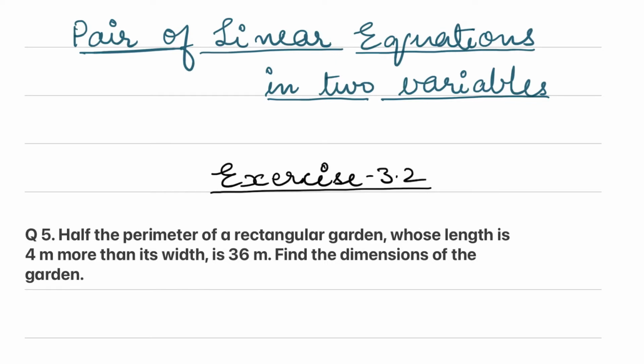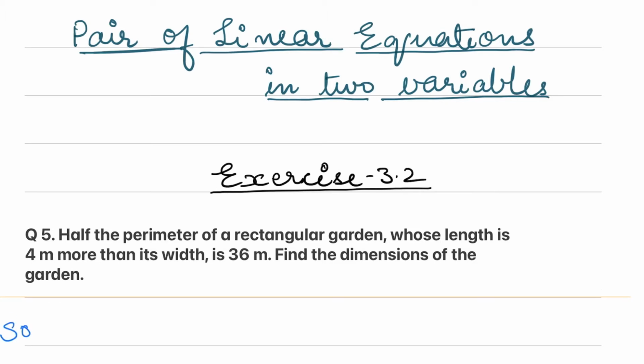It says half the perimeter of a rectangular garden whose length is 4 meter more than its width is 36 meter, and we have to find the dimensions of the garden. So let's move to the solution.